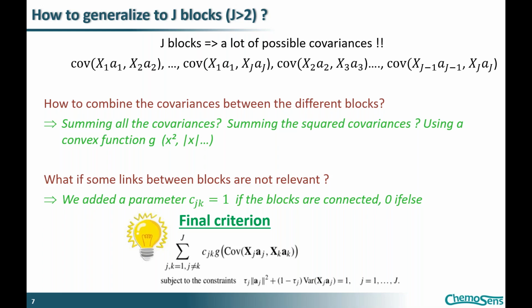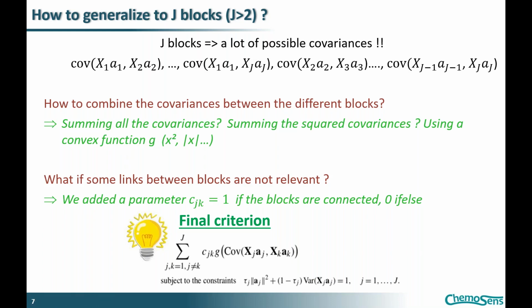Now we have G blocks, with G higher than 2. So we have a lot of possible covariances. How to combine the different covariances between the different blocks? The very natural idea, again, is to sum all these covariances. But maybe you will have some negative covariances, so you will want to look at the absolute values or the square values or things like that. To do that, we choose to use a convex function, called g here. So this is the first thing.